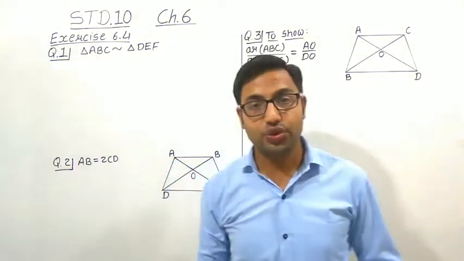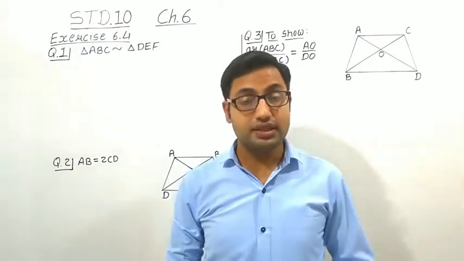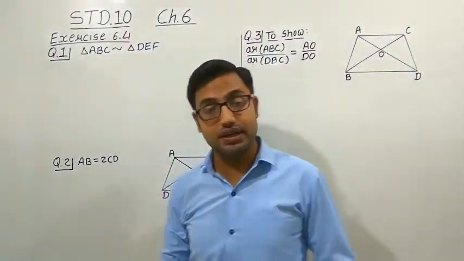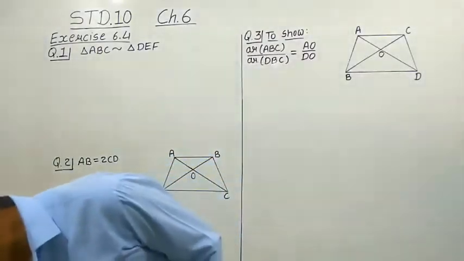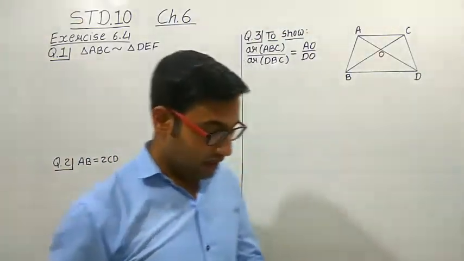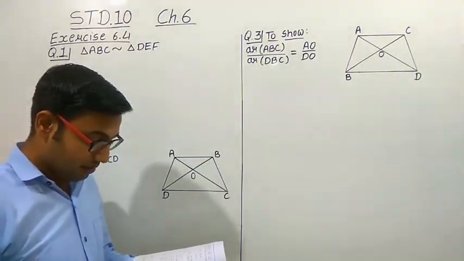Hello students, today we will study exercise number 6.4. This is the topic of standard 10, chapter number 6, triangles. So question number 1, what is this? Question number 1 is, let triangle ABC and triangle DEF be similar.